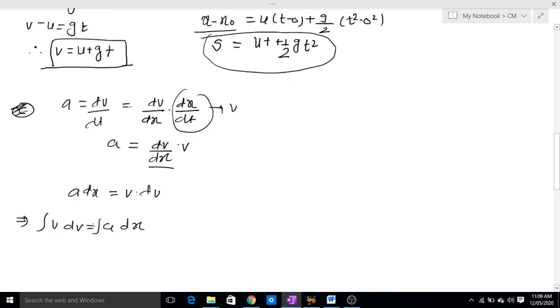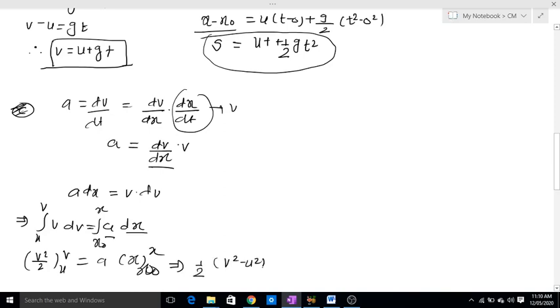Taking the integration, initially velocity u, finally v. Initially displacement x0, finally x. Integral of v is v square by 2, from u to v. Here a is a constant because you are integrating with respect to x, from x0 to x. This implies half outside, v square minus u square equals a into x minus x0.